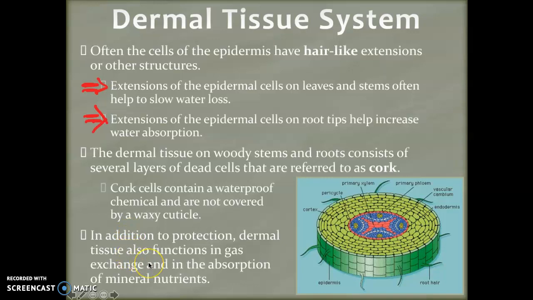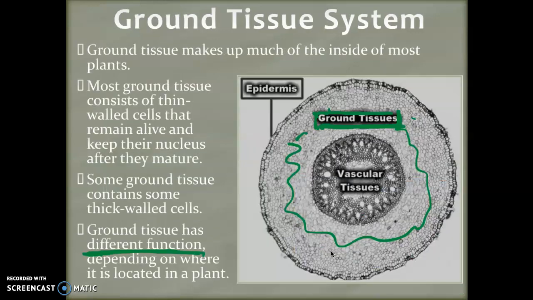Functions in gas exchange. Dermal tissue is going to help function in gas exchange and the absorption of mineral nutrients. Specifically with gas exchange in the dermal tissue, stomata are going to be used.